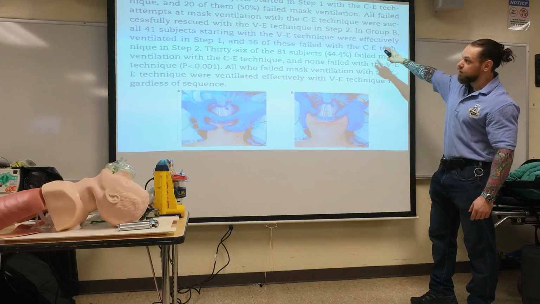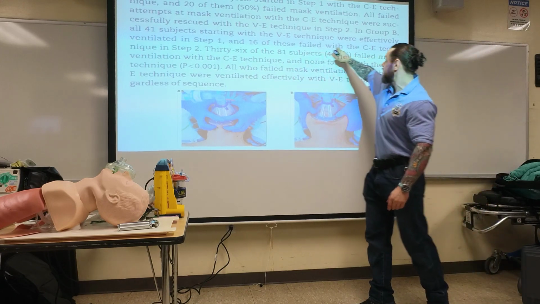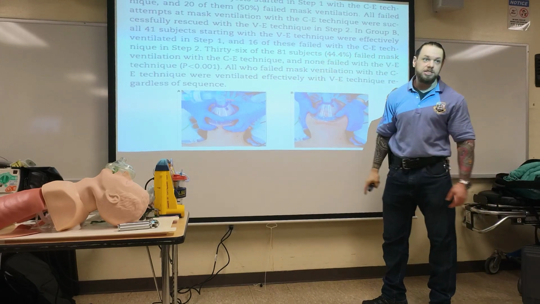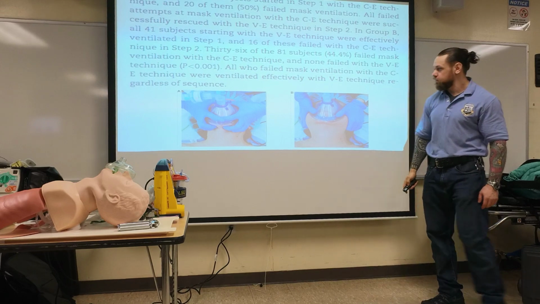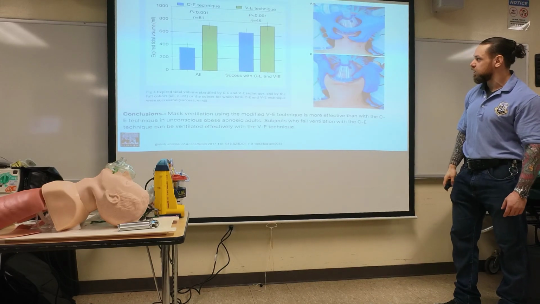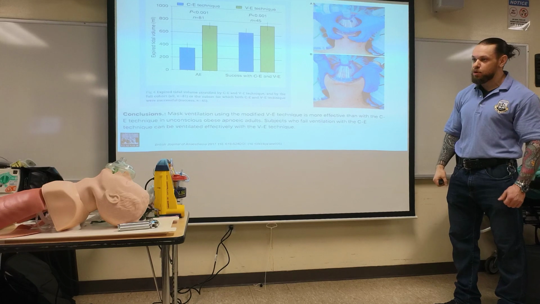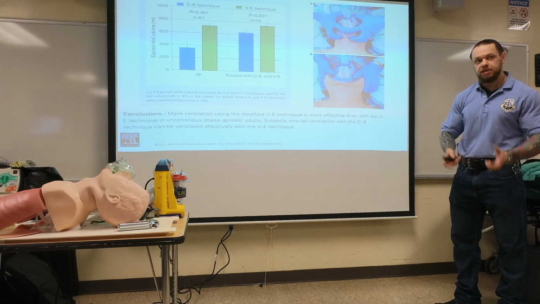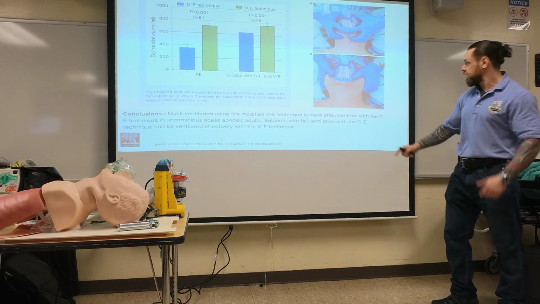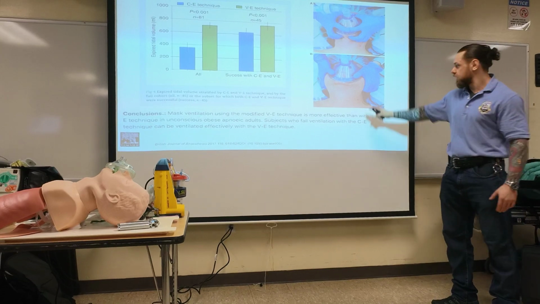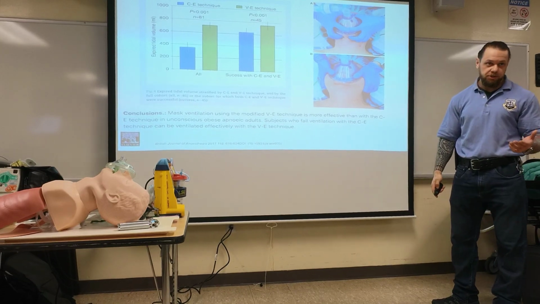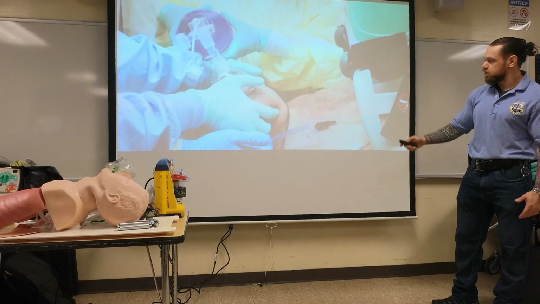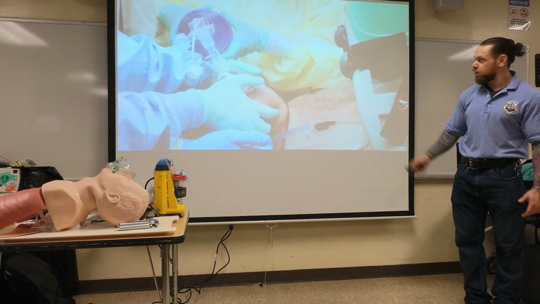In group B, all 41 subjects starting with the V technique were effectively ventilated in step 1. And they give you some data points. They're basically saying they started them off with CE, it wasn't working, and then they switched to V. Those who had V were all successful. So this technique was shown to be more efficacious.